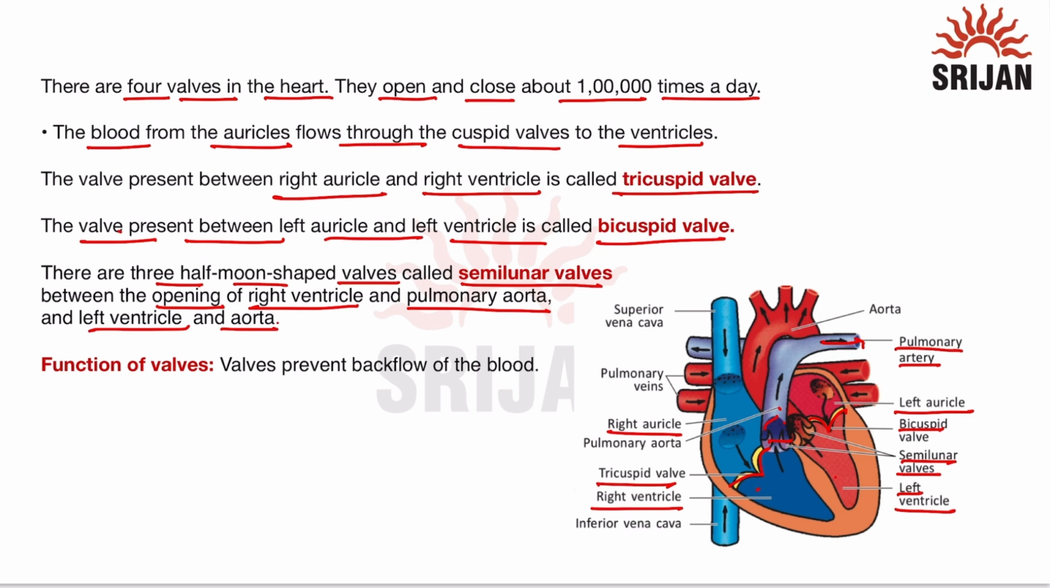When the blood reaches the left ventricle, it goes to the aorta which is the largest artery in our body, and aorta helps to transfer the oxygenated blood from the heart to other parts of the body. So the opening between the left ventricle and aorta is guarded by again a semilunar valve. The function of valves is that valves prevent backflow of the blood. So these valves which are present between the atrium and the ventricle prevent the backflow of the blood.